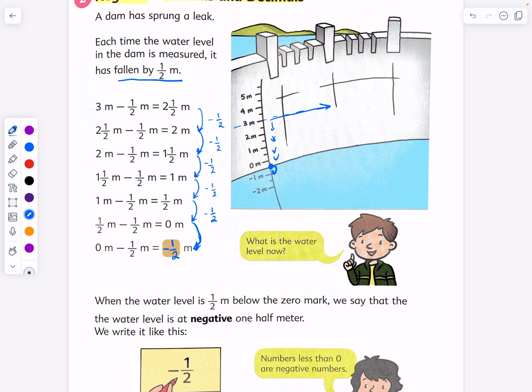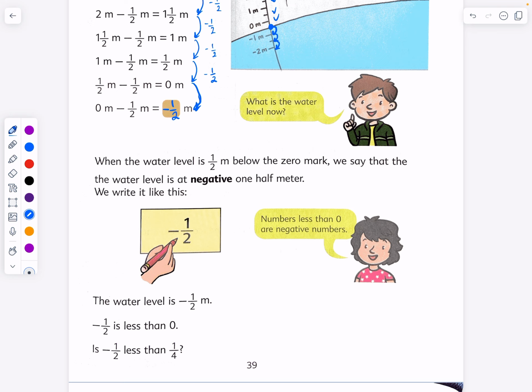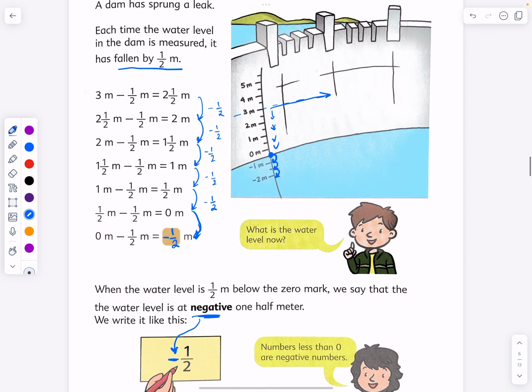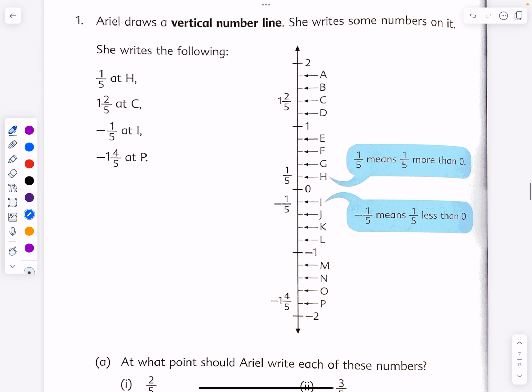If it keeps leaking or drying up, it will keep reaching lower and lower marks below zero. When the water level is half a meter below the zero mark, we say it is negative. In mathematics, we use the minus sign to represent negative, or the number below zero. Consider a vertical number line, such as this one on the following page. Here is your zero mark, and all the numbers up are positive and all the numbers below are negative.